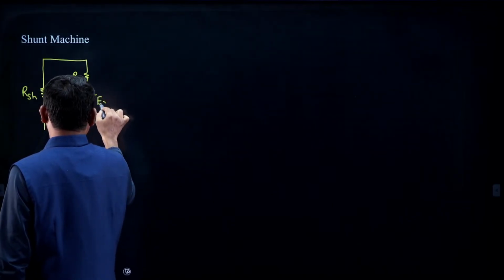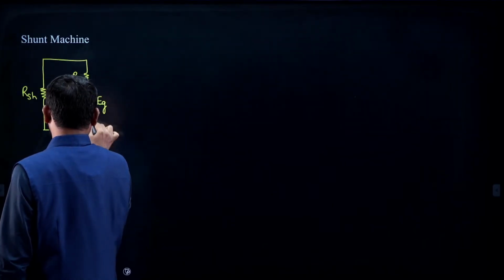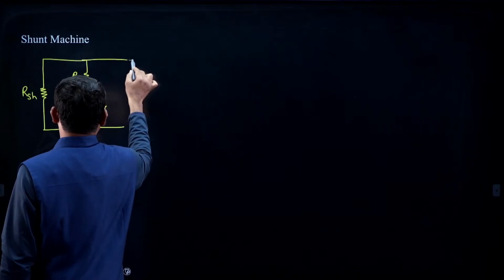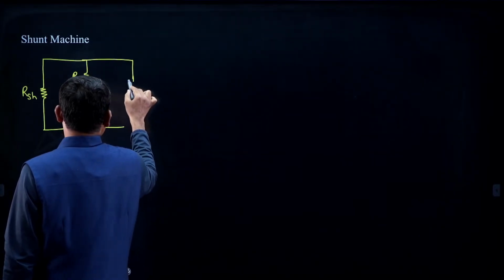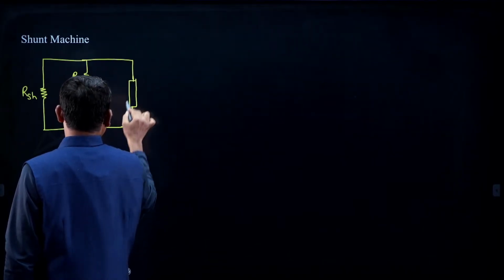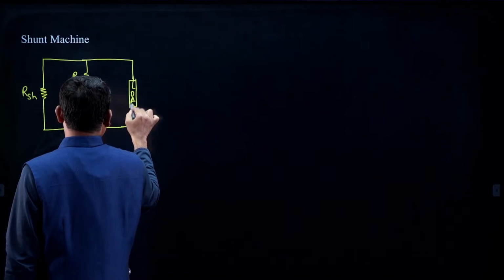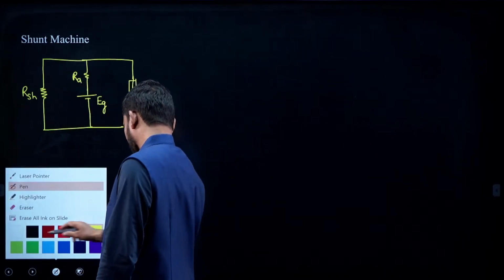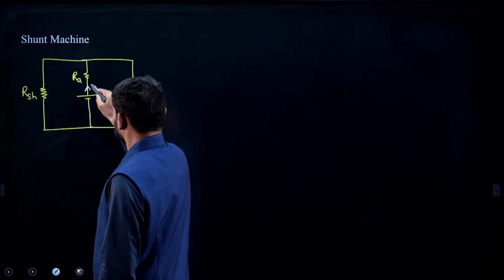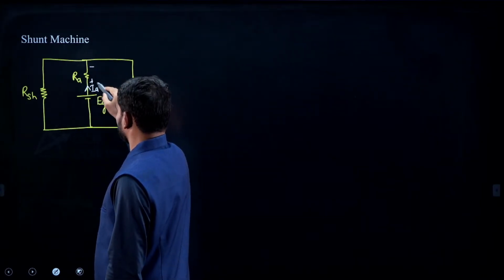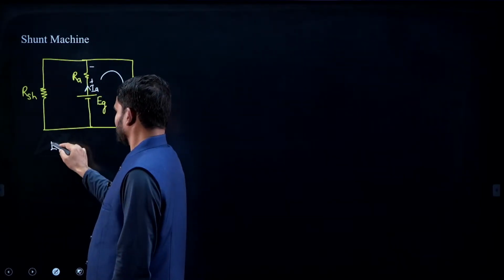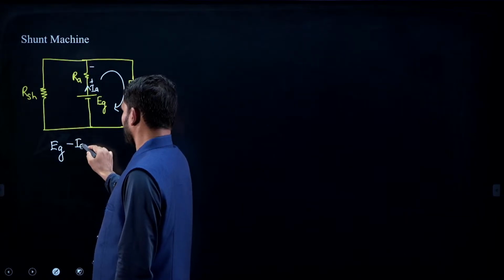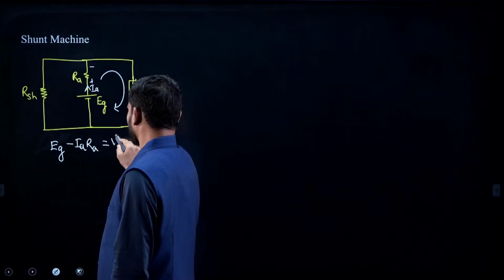and this is going to be the generated EMF, EG, and this is the load. Okay, you can take it as VT. Now, if you see the voltage and current equations, EG minus IARA is equal to the terminal voltage.